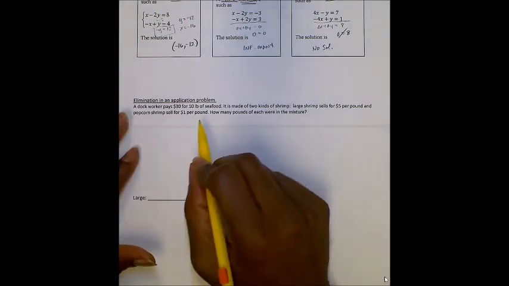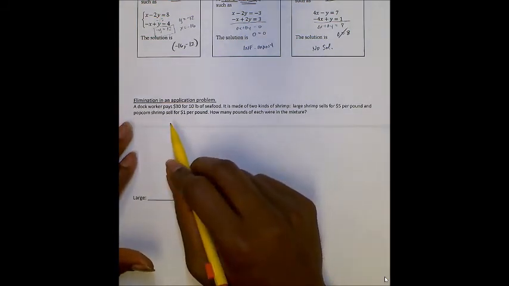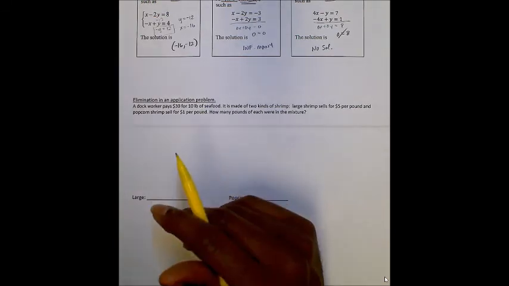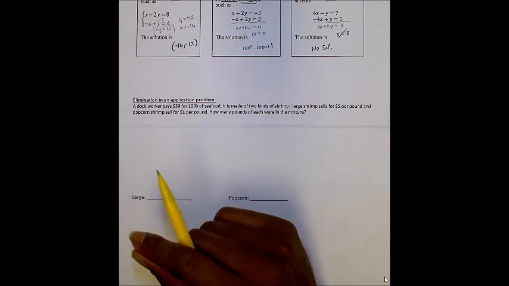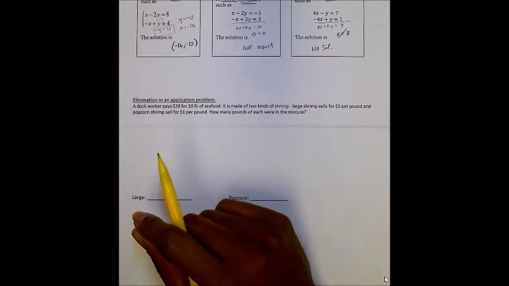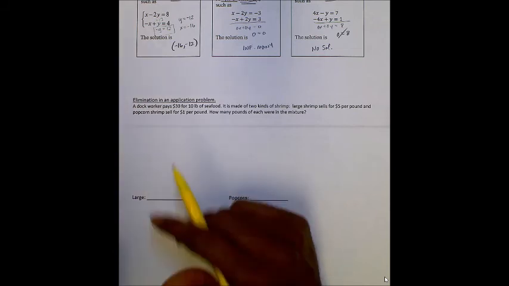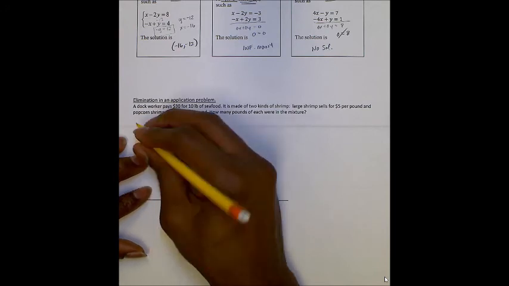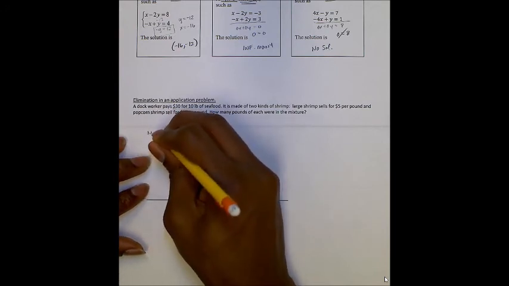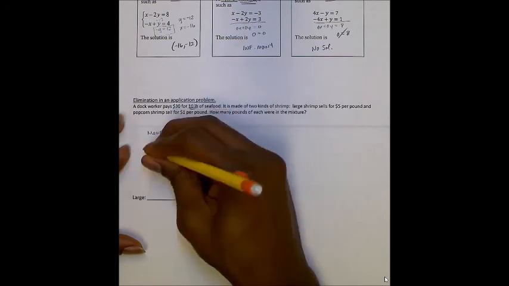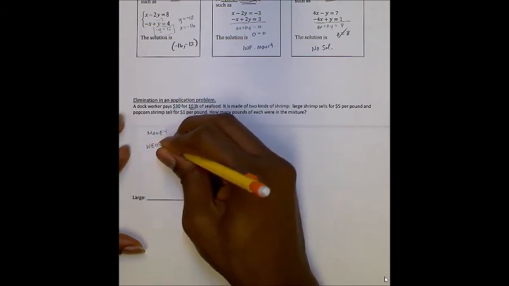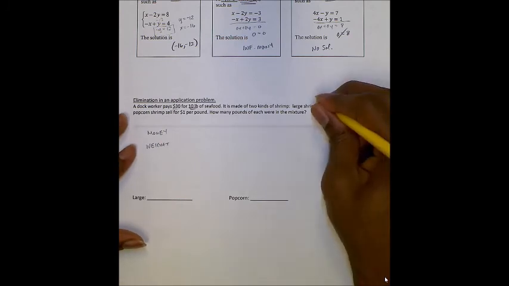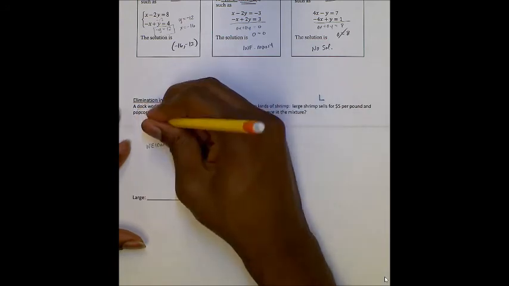And so what we're going to do is look at the two pieces of information that are talked about in this problem. Once you find out how to isolate those two pieces of information, you're going to make solving these problems a little bit easier. So there are two things that they talk about in this problem. They talk about cost, money, and they talk about weight. Now there are two types of shrimp: large shrimp and popcorn shrimp, and I'll just say P for popcorn shrimp.